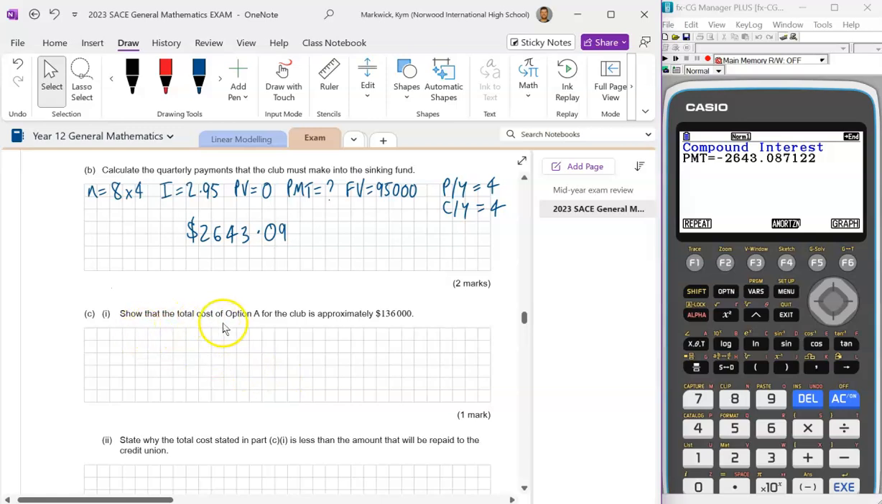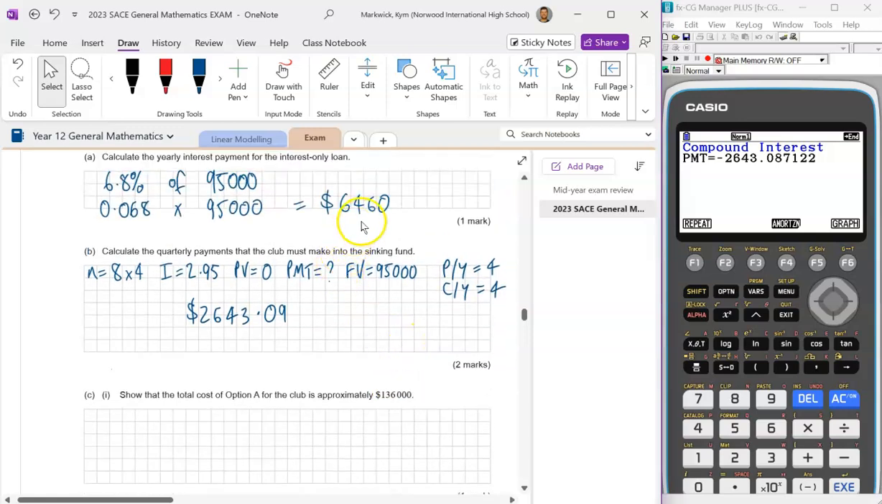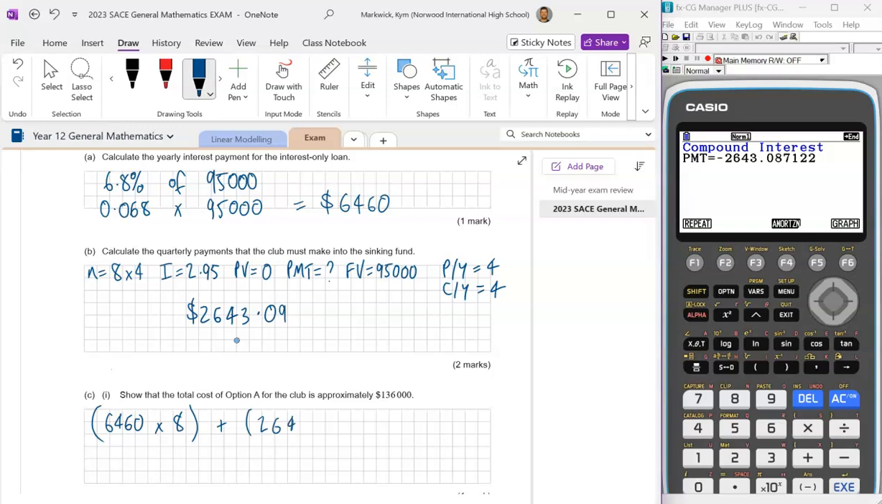It then says, show the total cost for option A for the club is approximately $136,000. So the club is paying $6,460 every year in interest for 8 years, and they are paying into the sinking fund $2,643.09 every quarter for 8 years. So if we go 6,460 times 8, the amount of simple interest they pay every year for 8 years, plus they're making the payment of $2,643.09 32 times, or 8 times 4.